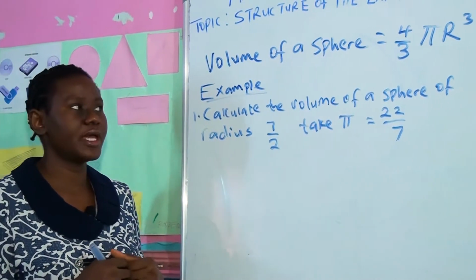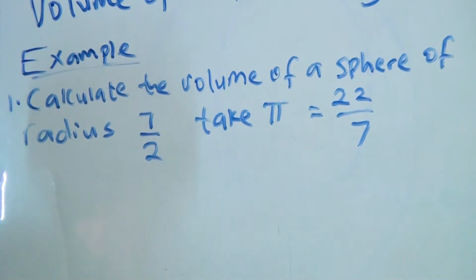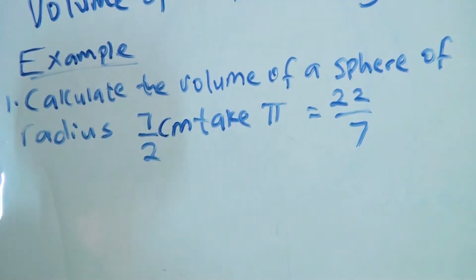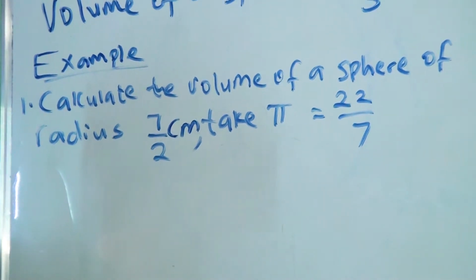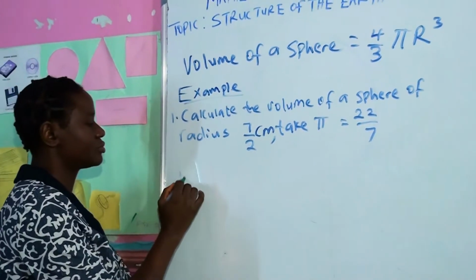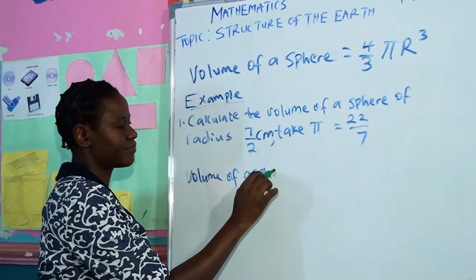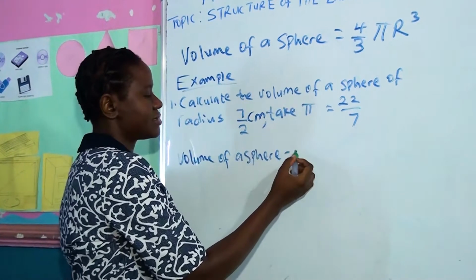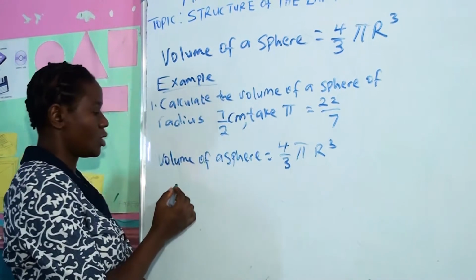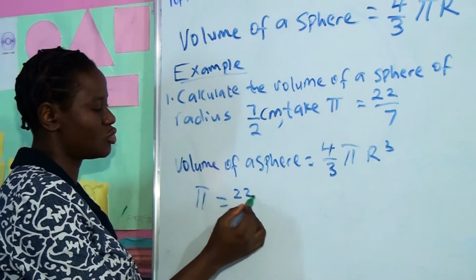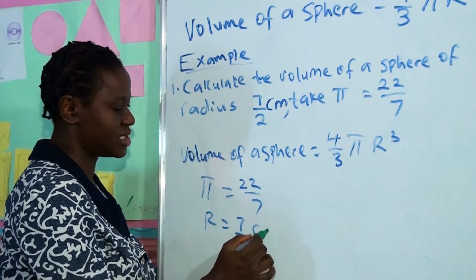We have an example here. Calculate the volume of a sphere of radius 7/2 centimeter. Take pi as 22/7. So what do we do? Volume of a sphere is 4/3 pi r cube. We have pi as 22/7 and we have r as 7/2 centimeter.